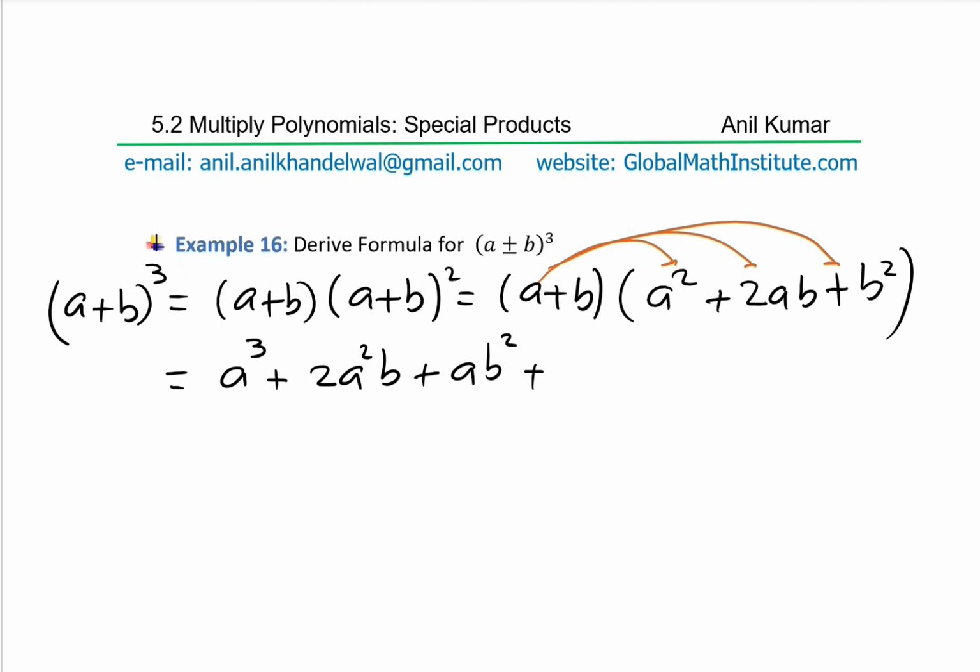Now with b, when you multiply, what do you get? We're going to do the same operation with b to get our result. So b times a square is a square b. It is good practice to write them in order, right? It becomes simpler to combine the like terms. 2ab square plus b cube. So we get our 6 terms. Now combine the like terms.